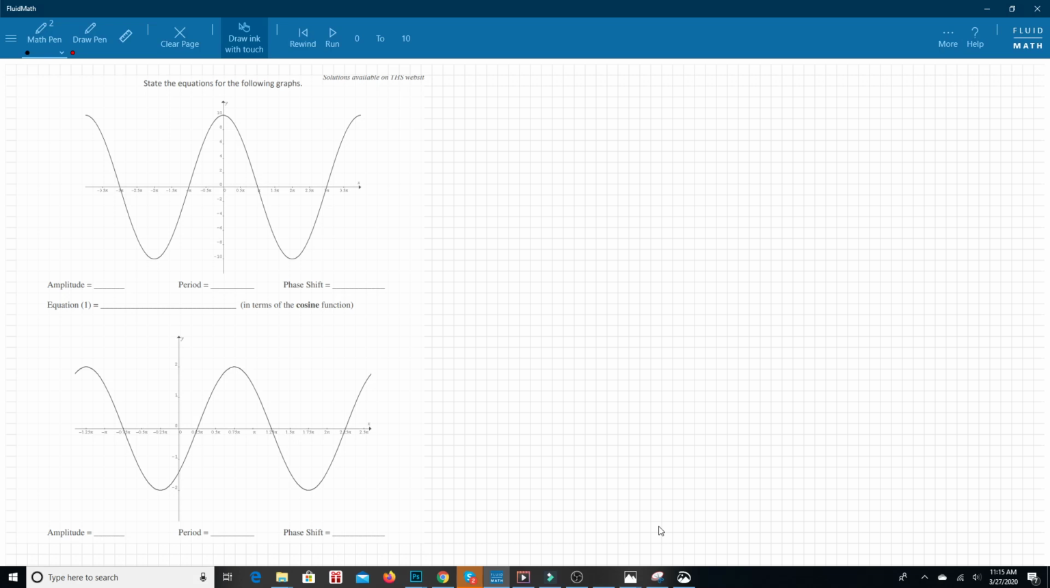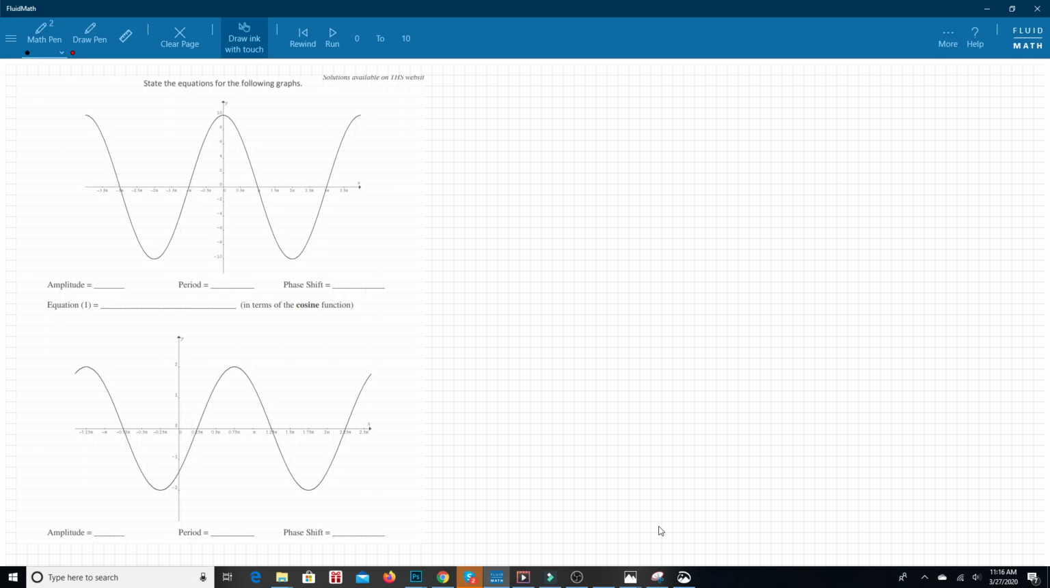So it's asking, state the equation for the following graphs. This is a simple one, right? We know what the amplitude is. Anybody can guess what the amplitude is over here? That's pretty much how high this graph goes. And this looks to be what type of graph? Well, it's a cosine graph, right? That has an amplitude of 10.